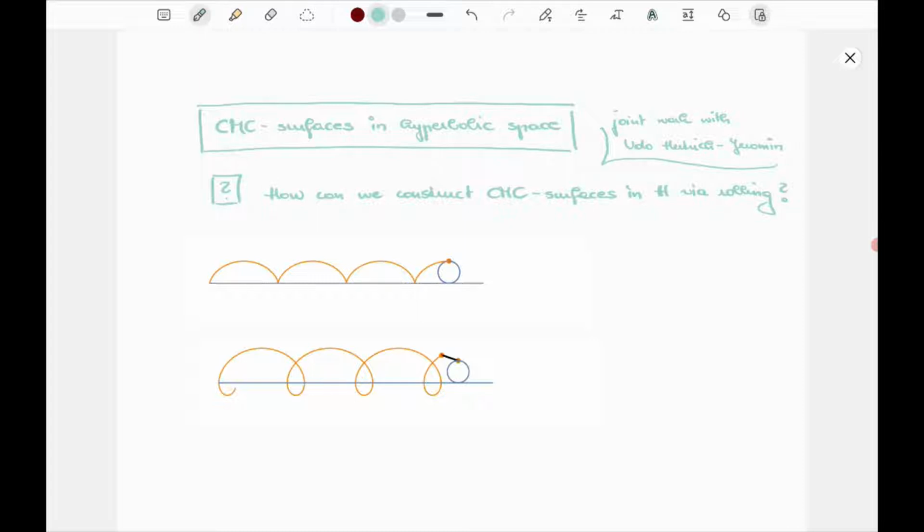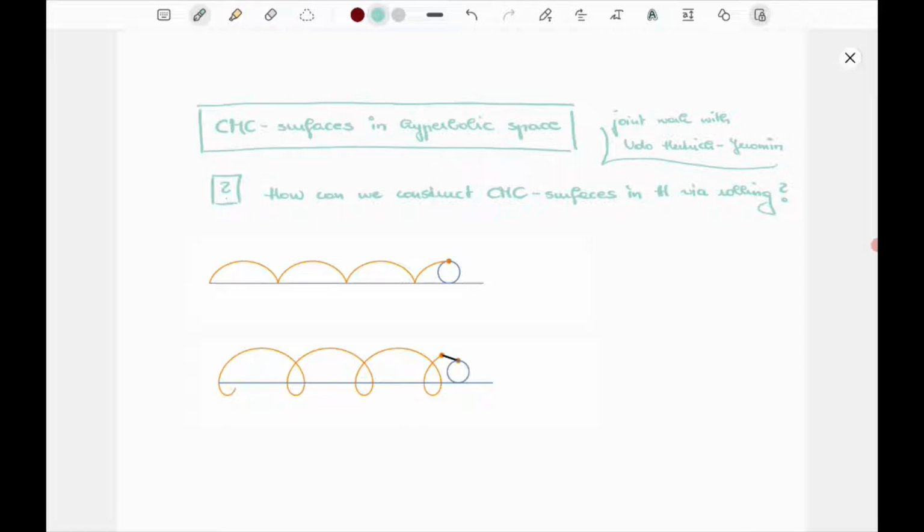Probably you have already seen these examples of curves that are generated via a rolling construction. In this example here, I'm fixing a blue line and then roll that blue circle onto that line. And if you fix one initial point and follow that point during the rolling, then you generate a further curve, this orange curve here. Of course, the geometry of the blue curves, of the curves that are rolling onto each other, influences the geometry of the curves that we generate by this construction.